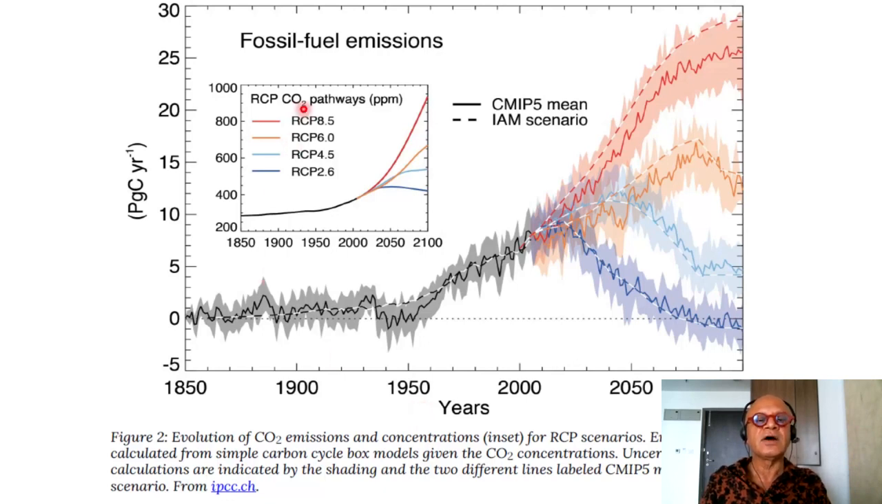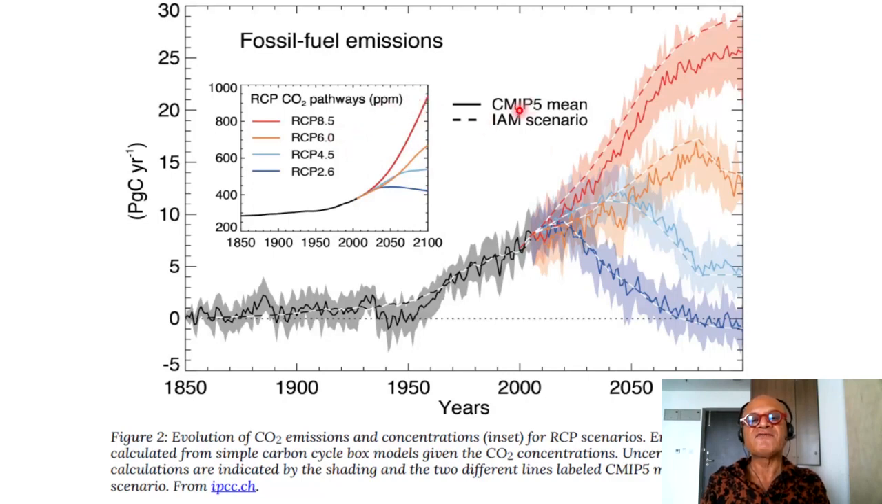So we had representative concentration pathways defined as RCP 2.6, 4.5, 6 and 8.5. They correspond to the additional radiative forcing, not temperature. So 2.6 watts per meter squared, 4.5 watts per meter squared, 8.5 watts per meter squared additional forcing, and business as usual is always the top one.